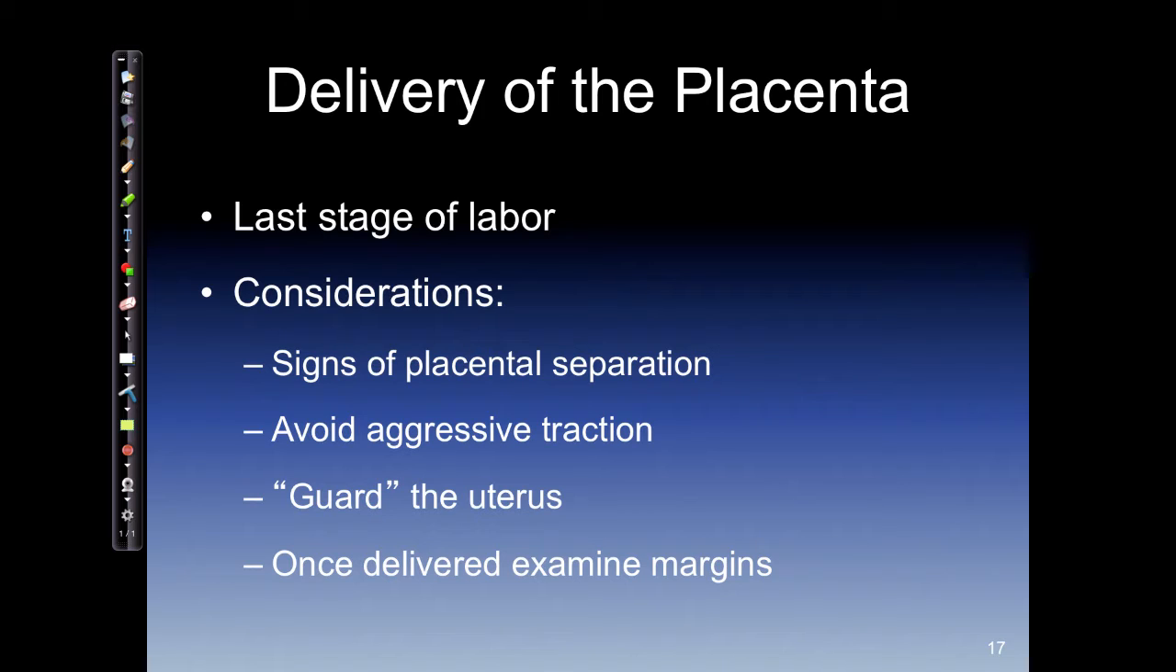Guard the uterus. Place a hand above the symphysis pubis on the mother's abdomen and encourage the woman to push. Once delivered, examine the margins. The placenta itself should be relatively smooth and make a complete oval or circular shape. There should be only one area that looks rough, the area where the placenta attached to the uterine wall. The rest of it should be nice and smooth and look like essentially an organ.